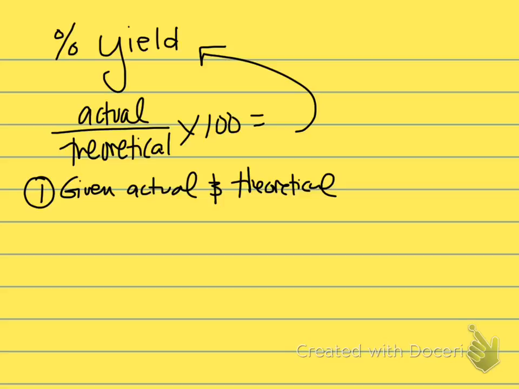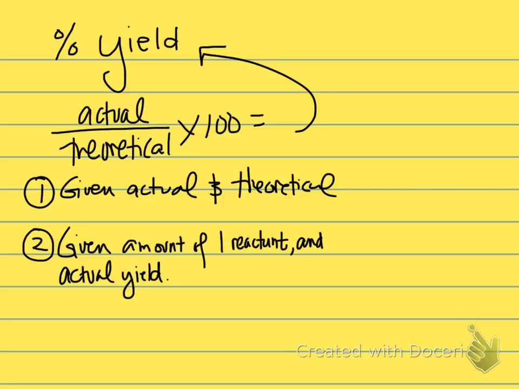Very easy. We can step that up a notch. We make it a little bit harder if I give you the amount of one reactant and I give you an actual yield. So in that case, you have to figure out the theoretical yield. But I'm only giving you the mass of one reactant, so we know that that reactant's all going to be used up. We're not comparing reactants. We're not doing anything like that. And we did some examples of this the other day.